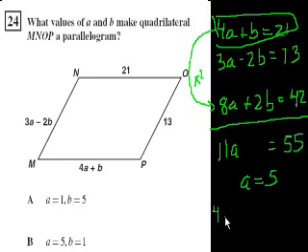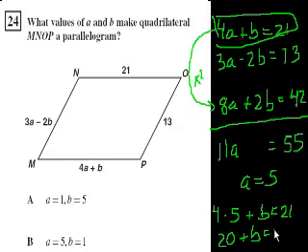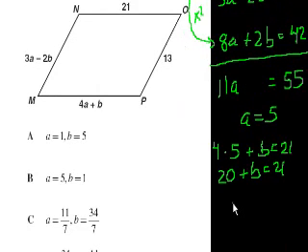So 4 times 5 plus b is equal to 21. 20 plus b is equal to 21. So subtract 20 from both sides, b is equal to 1. So a is 5, b is 1. That is choice B.